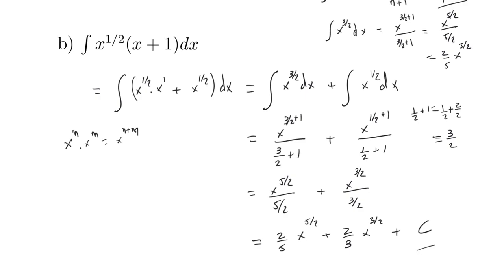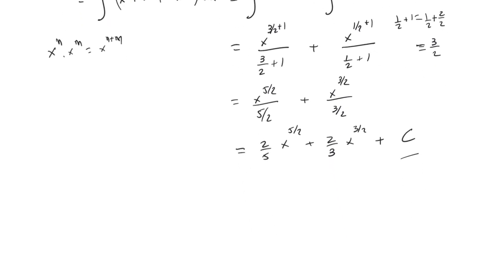Because any constant that I add to this function, the derivative of c will be 0. The derivative of this will be this. This is what I found. If you don't believe me, you make the derivative. Let's do the derivative to check if I did it correctly.